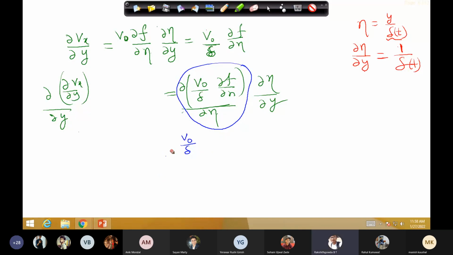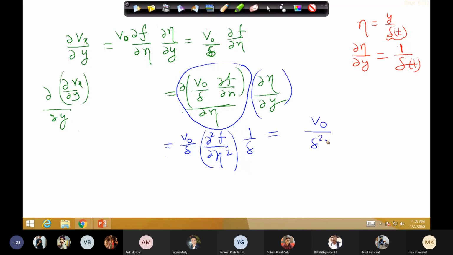∂/∂η of. So second derivative, right? Yes. That's it. And what is this term? ∂η/∂y is 1 by delta. We already know that. So eventually it will come out as V naught by delta square ∂²f/∂η². Okay. So see what we have done up to this point.